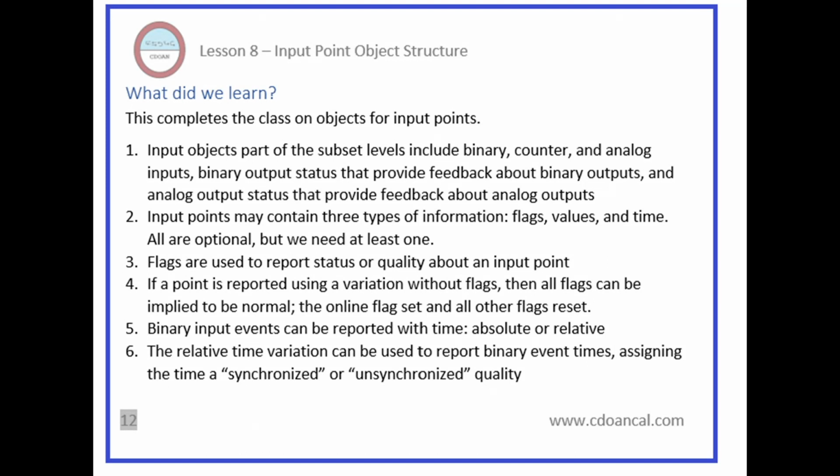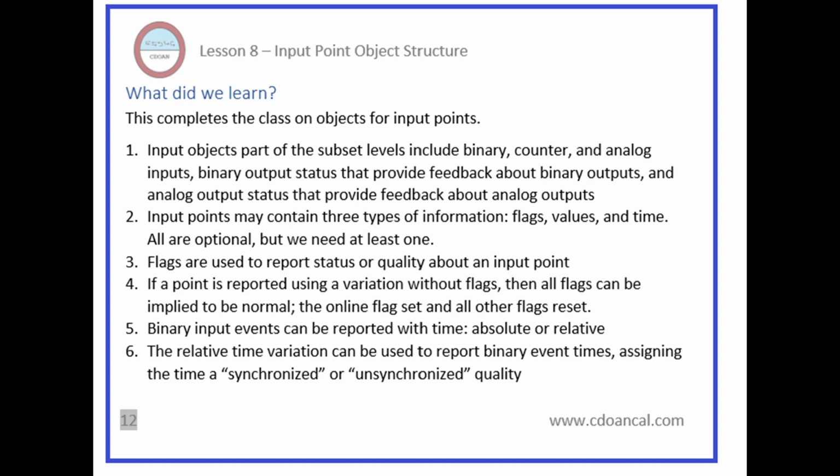Okay, that's another lesson. What did we learn in this one? First, endpoint objects, part of the subset levels, include binary, counter, and analog inputs, binary output status that provide feedback about binary outputs, and analog output status that provide feedback about analog outputs. Input points may report three types of information: flags, values, and time. All are optional, but we need at least one.